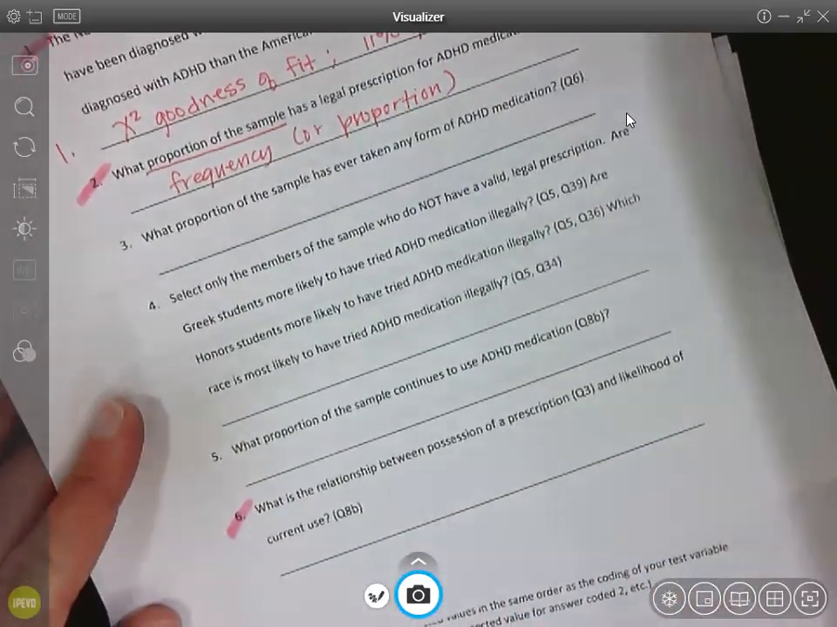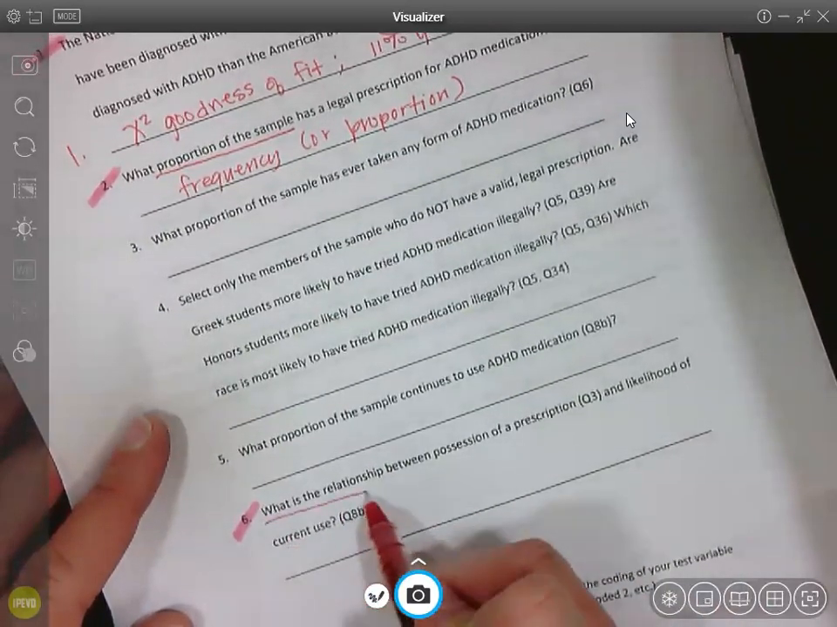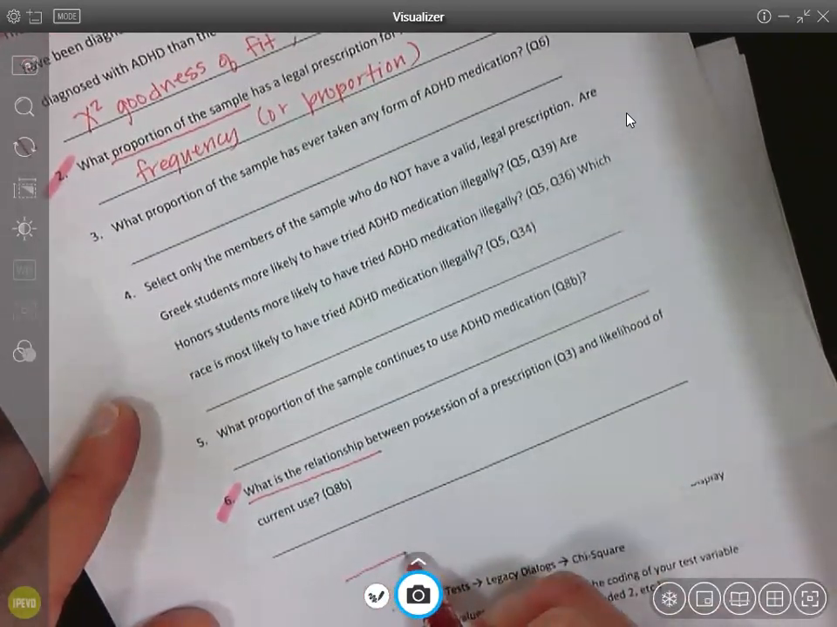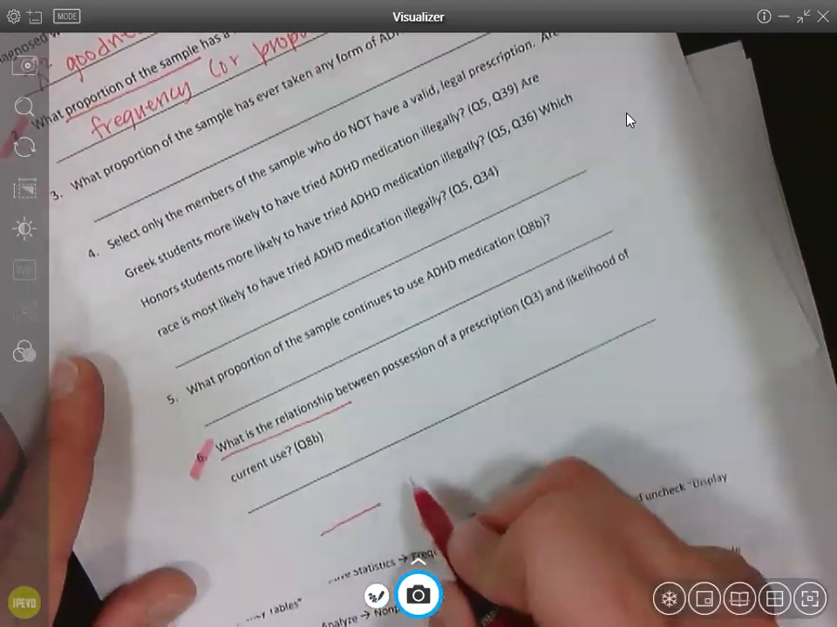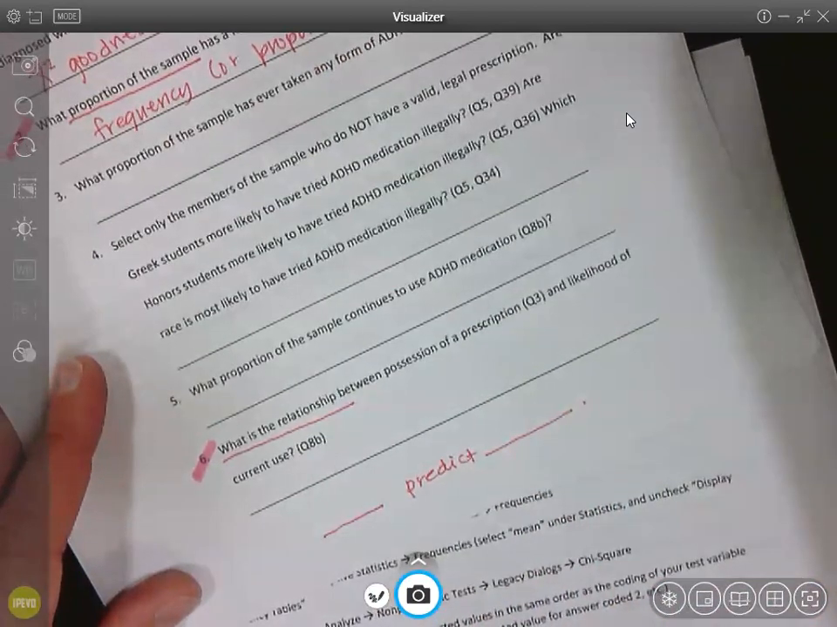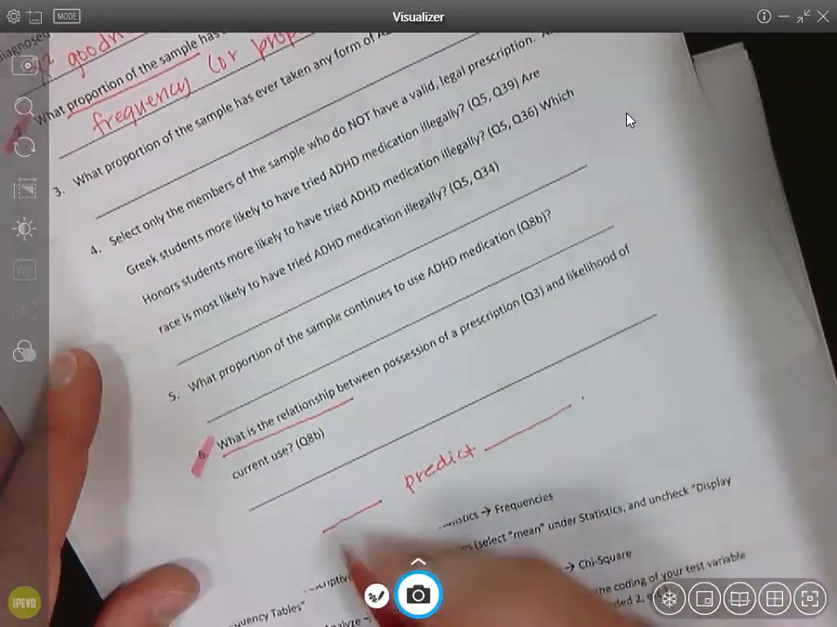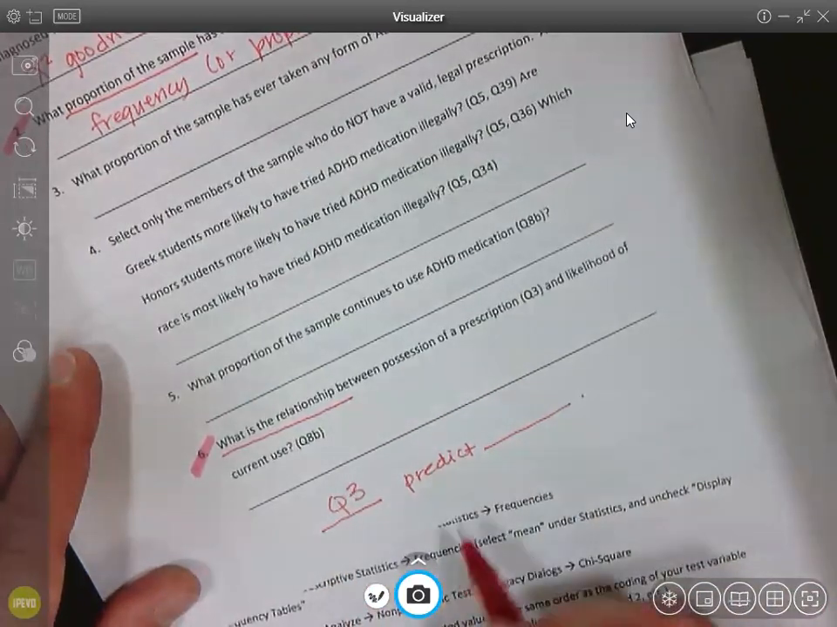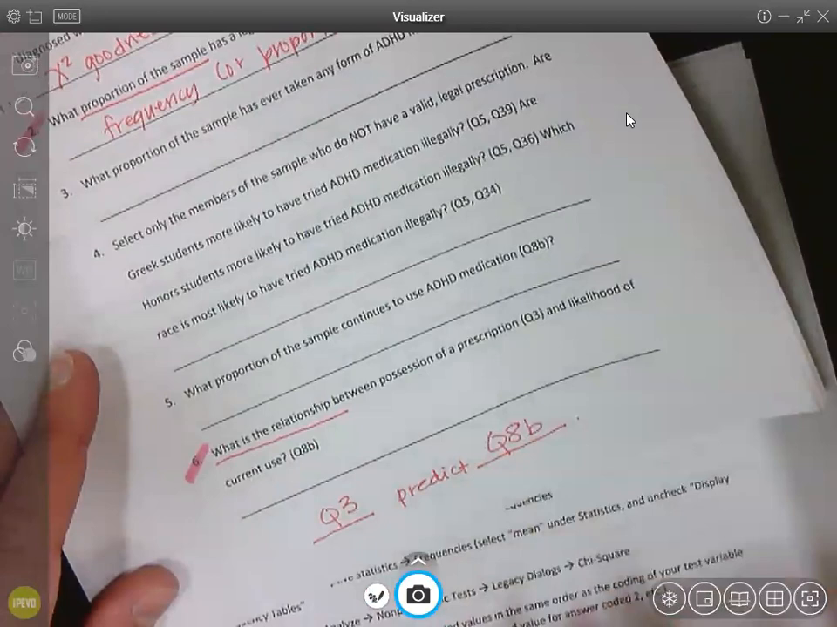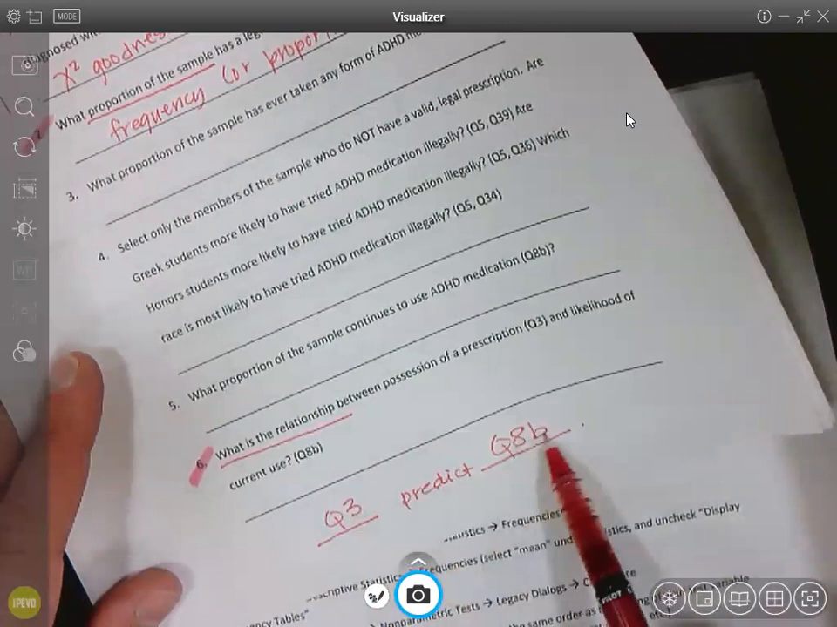Our first thing to answer is, do we have a predictor here? This phrase, what is the relationship, tells us yes, we have a predictor. We want to know, does someone's answer to one question predict their answer to a second question? In this case, does whether or not they have a prescription predict their likelihood of current use, whether or not they are currently using that medication? So does their answer on Q3 predict their answer on Q8B?